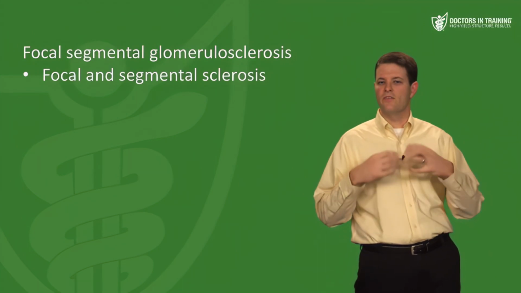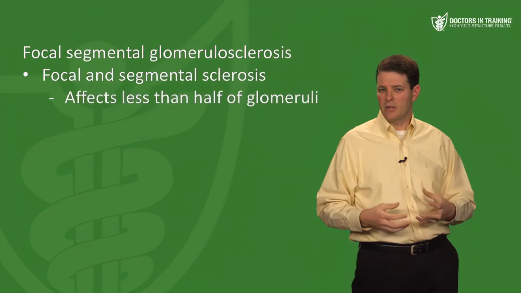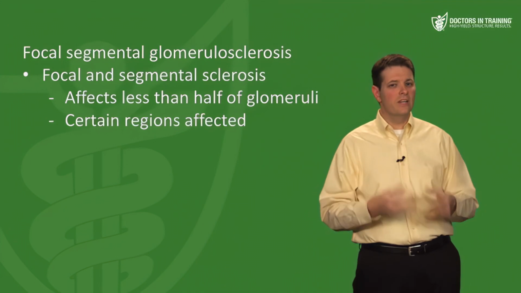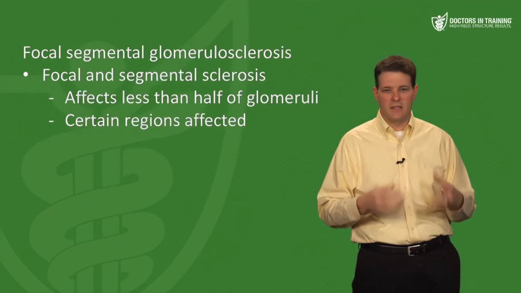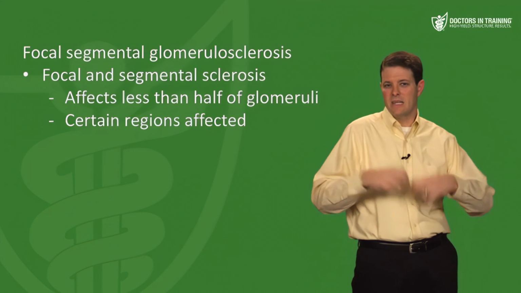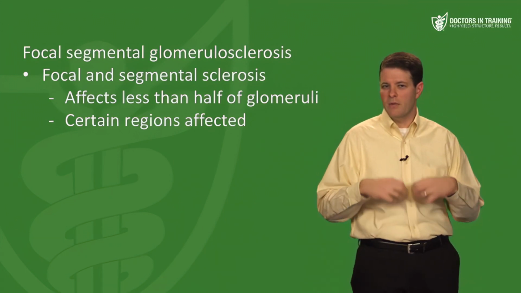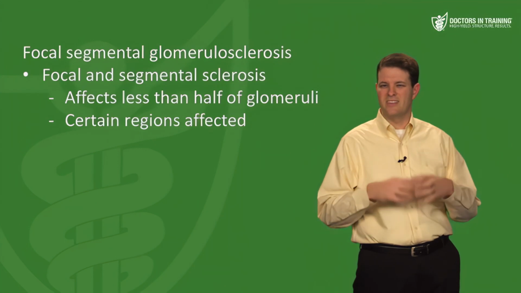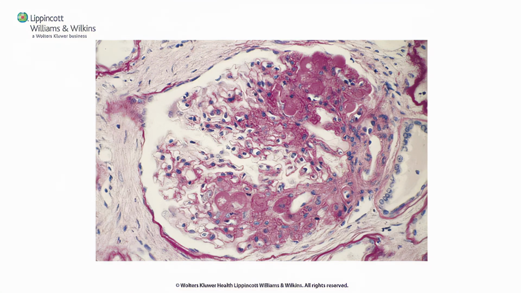So the sclerosis is focal. It affects less than half of the glomeruli, and it's segmental, which means that certain segments or regions of the kidney are going to be more likely to be affected than other regions. For instance, deeper glomeruli close to the medulla may be affected first, and then the glomeruli near the cortex may be spared. So it's segmental. There are also variants of FSGS where only one part of the glomerulus is affected, like you see here. So parts of this glomerulus look pretty normal, but then other parts are really pink and sclerosed.